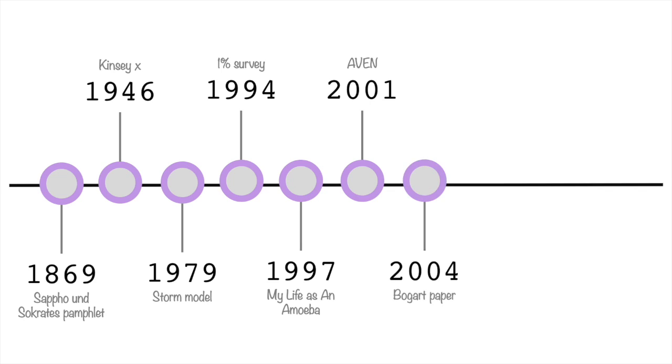In 2004 we get one of the first major examples of asexuality in academia with Anthony Bogaert's landmark paper. It was one of the first papers to properly study asexuality and opened up the doors for a whole new wave of research on the orientation.